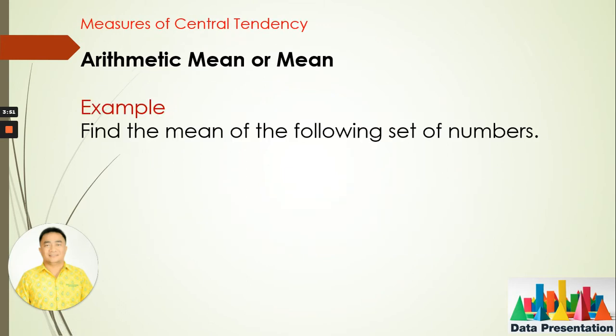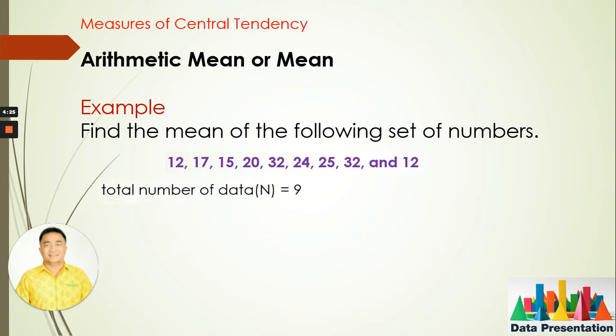We have our examples. Number one, find the mean of the following set of numbers. You have there the numbers 12, 17, 15, 20, 30, 24, 25, 32, and 12. Now how many data do we have here? We'll be counting off 1, 2, 3, 4, 5, 6, 7, 8, 9. So we have 9 data here. This is the value of the total number of the data, which is the n.